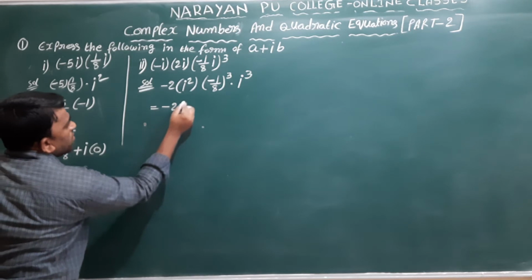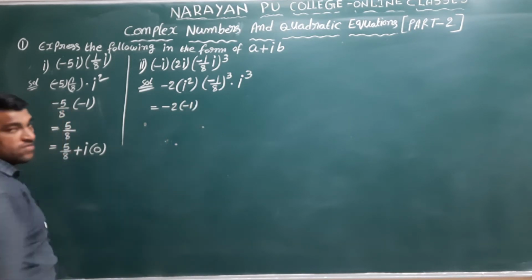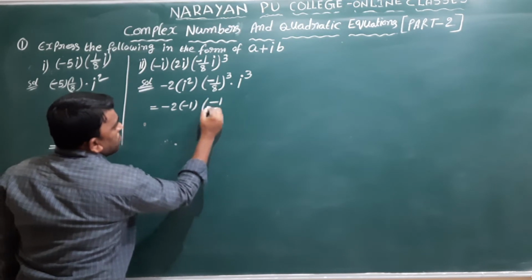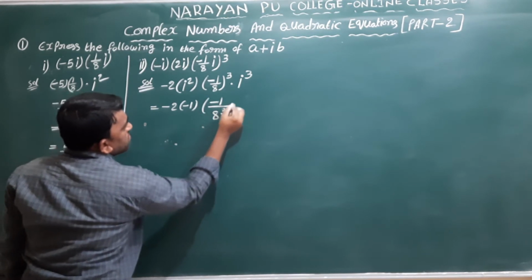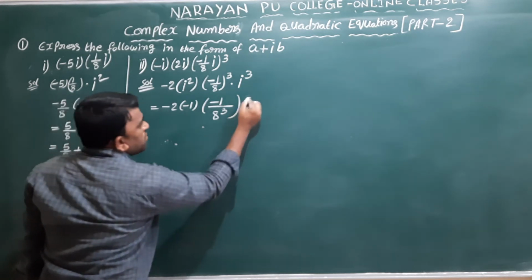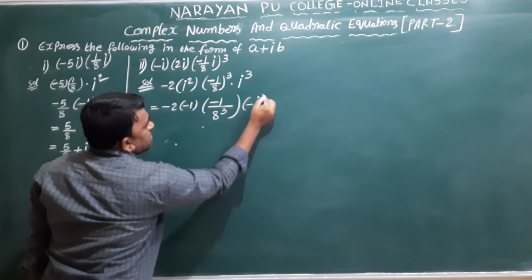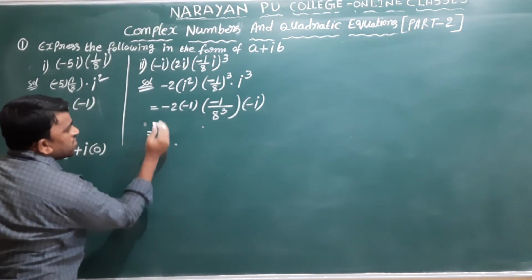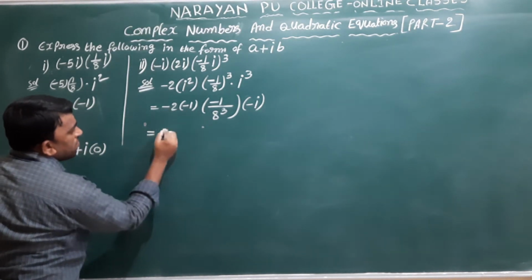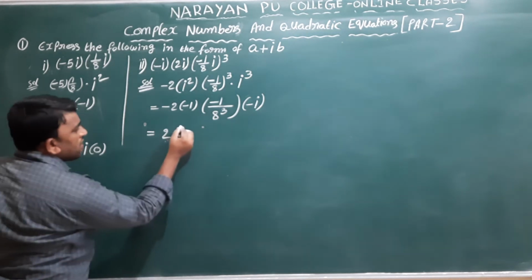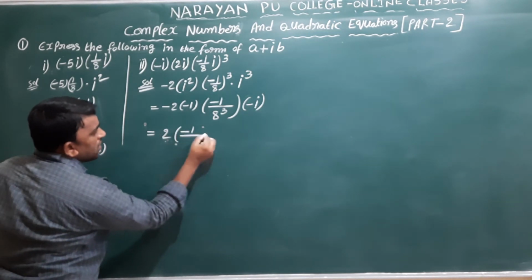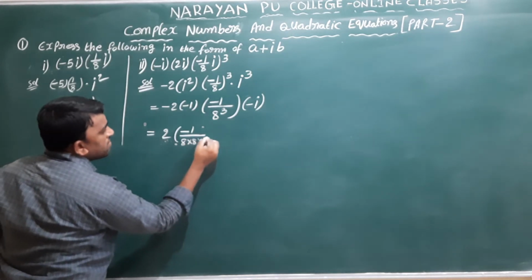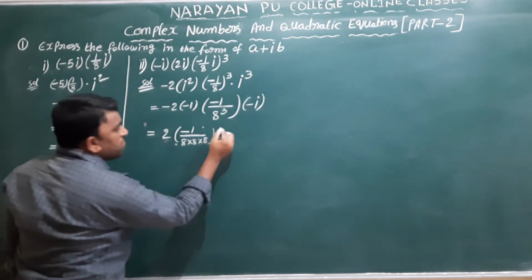Minus 2, we know i square value is minus 1. Minus 1 whole cube is minus 1 by 8 cube. i cube, we know the value of i cube is minus i. So minus 2 into minus 1 plus 2 into minus 1 by 8 cube, we can write 8 into 8 into 8, into minus i.